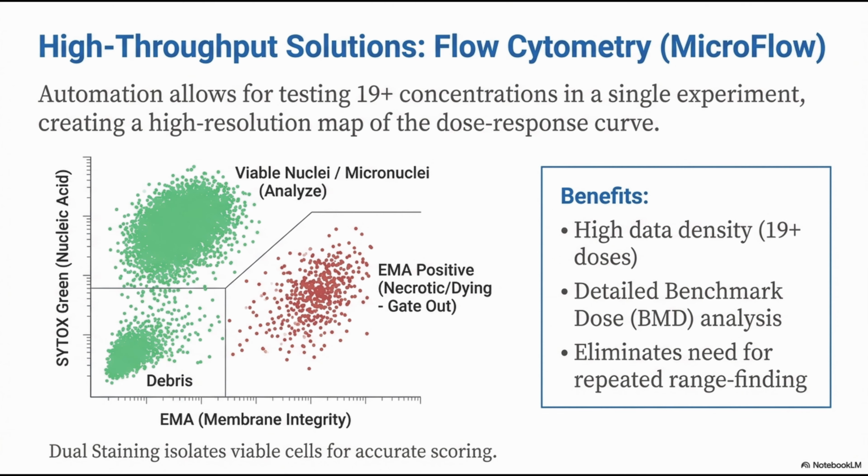High-throughput flow cytometry platforms, such as microflow, support microtitration by enabling evaluation of many concentrations in a single run. Dual staining with EMA excludes necrotic and late apoptotic cells, ensuring micronucleus scoring focuses on viable populations. This produces high-resolution dose-response curves, supports benchmark dose modeling, and often eliminates repeated range finding.